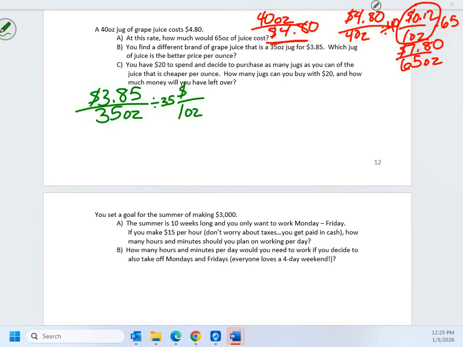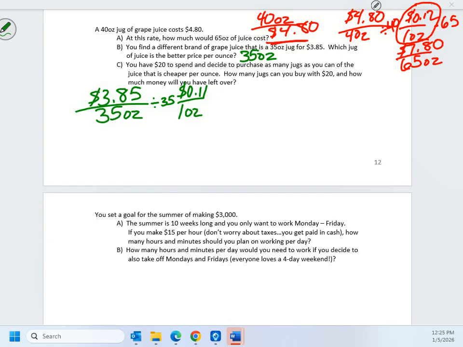11. Yeah, that's 11 cents. So it says, which jug of juice is the better price per ounce? So I know it's 12 cents per ounce for our first jug, and it's 11 cents per ounce for our second jug. Which one is the better price? The second one, right? So I'm going to write the 35-ounce jug. That's the one that you would want to get because you get more for your money.